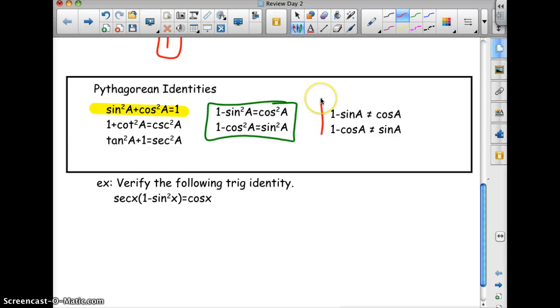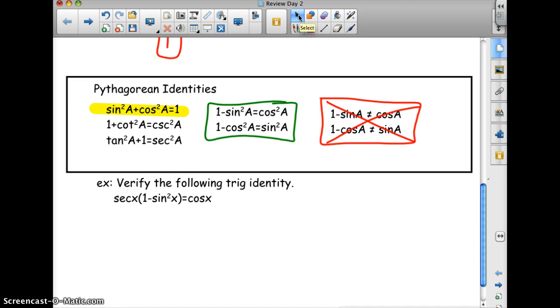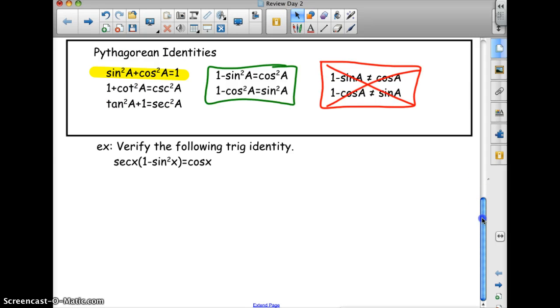Word of caution here. Okay, the cosine of A doesn't equal 1 minus the sine of A. Remember, this comes from the Pythagorean theorem. They have to be squared. I've seen that a lot of times. Don't do it. Okay, you can't change cosine to 1 minus sine. You can change cosine squared to 1 minus sine squared.